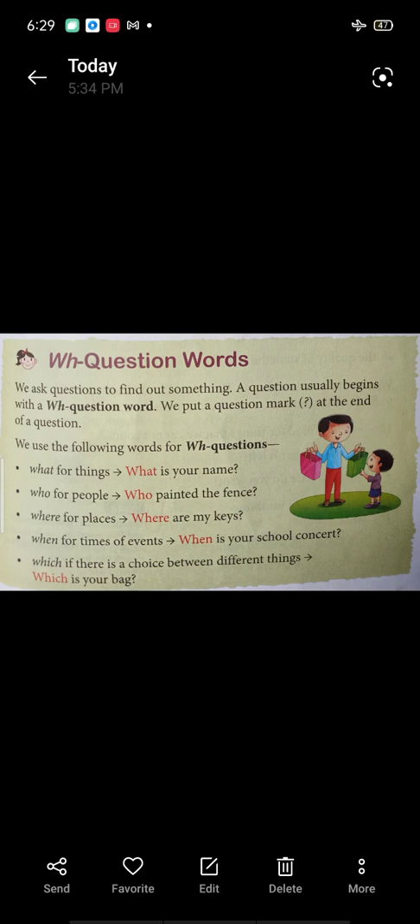Okay, so these are the examples. Of course, not only one train is there, so many trains will be there, right? So from all those trains, which train are you taking? Okay, so these are the examples for WH questions, that is what, who, where, when, which.